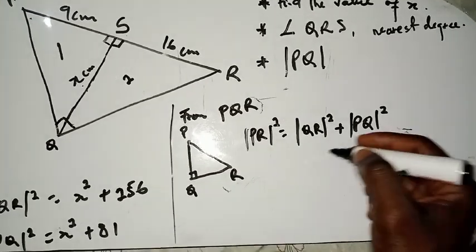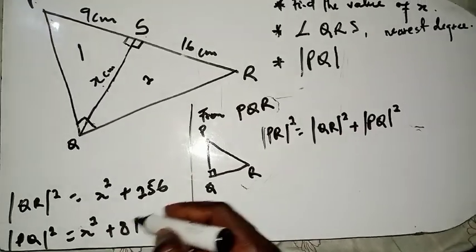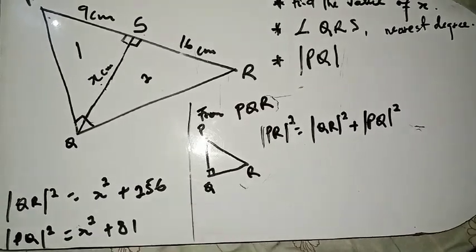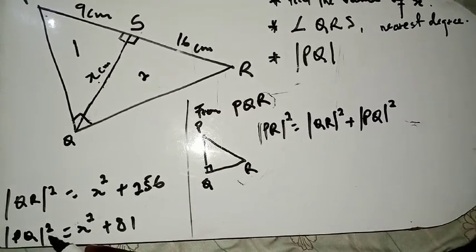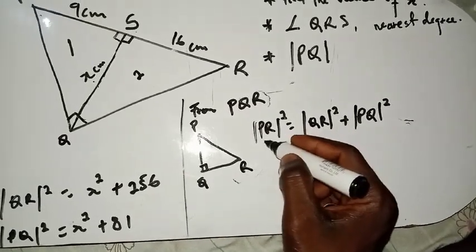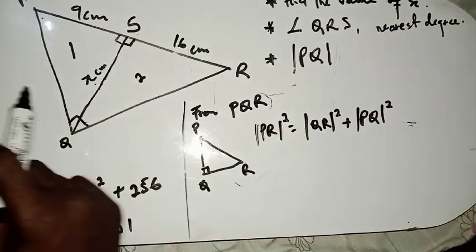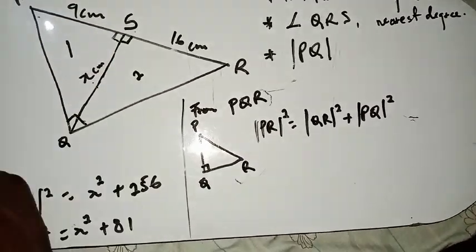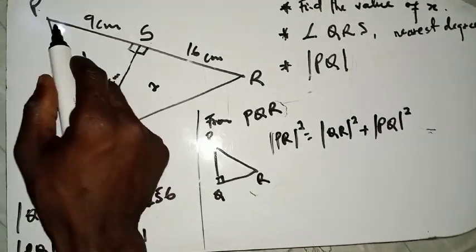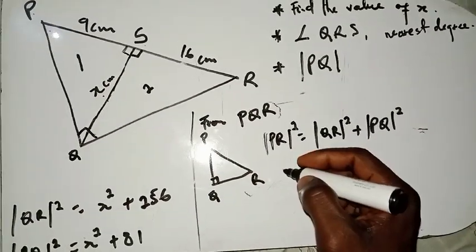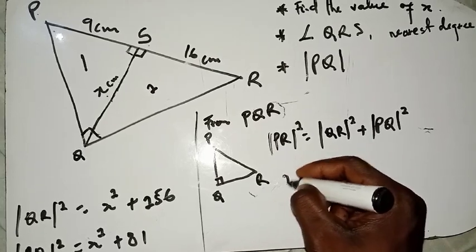Is that okay? So now this is where we need these two pieces of information. We have the QR squared equal to this, and then we have the PQ also equal to this. So what are the values here? PR here is 9 plus 16. Can you see? So PR here is 9 plus 16, that should be 25. So we have 25 squared.